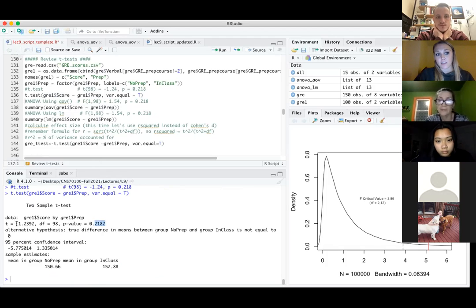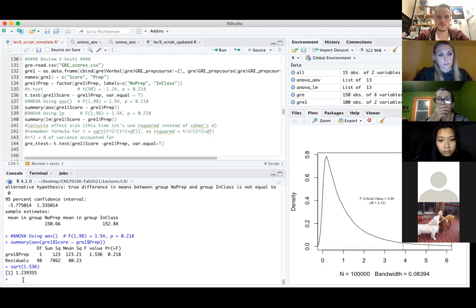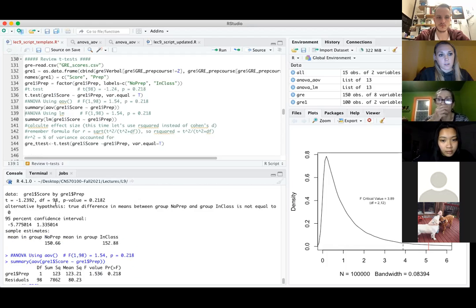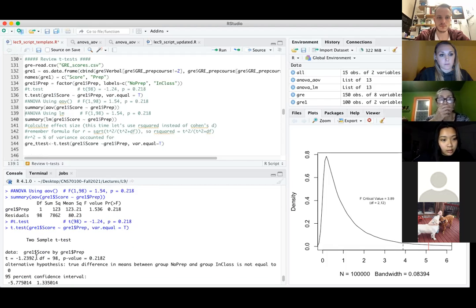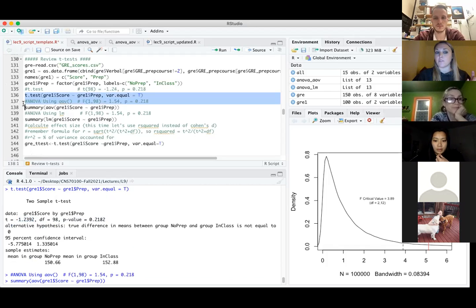The only difference is this value is just the square root of your F. So if I took this F value and I took the square root of this, 1.23, and you can see up here, 1.23. Whoops, where'd it go? 1.23. Because the F distribution is just the square of the t distribution. But you can only show this whenever you have two levels.